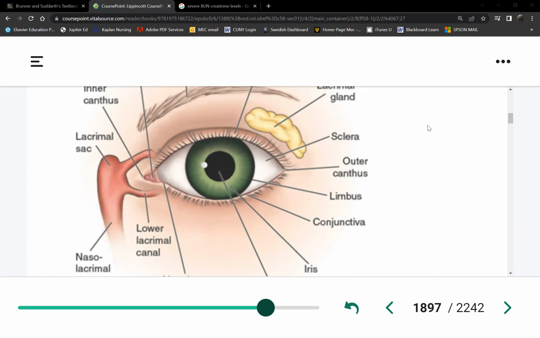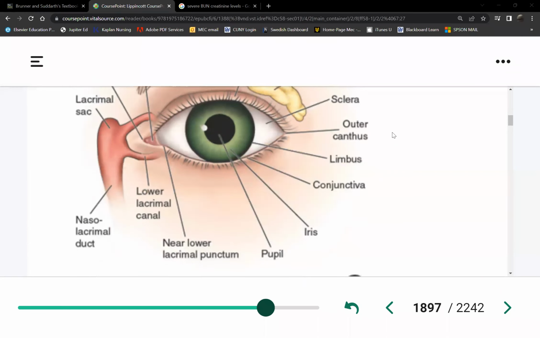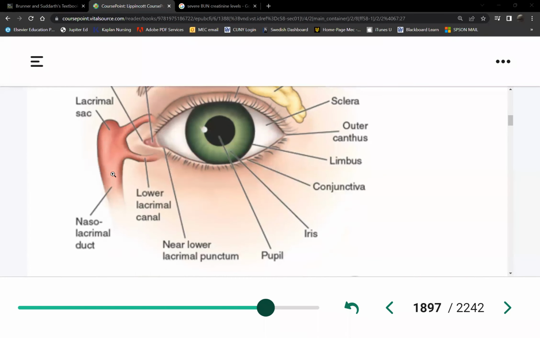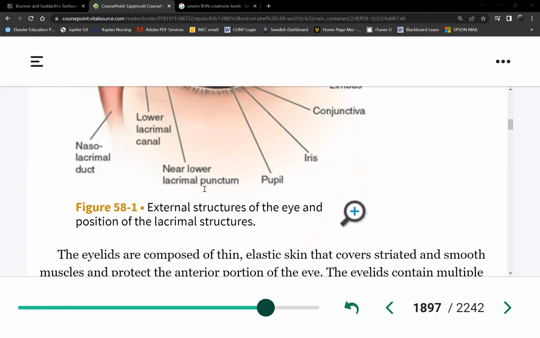So reviewing the anatomy of the eye will help facilitate our discussion of the disorders next week. This is your iris, the pupil, the sclera, and you have ducts here that connect with the more commonly called nasolacrimal duct, meaning any tears or medications that you instill into the eye can run into the nose, into the nasal cavity.